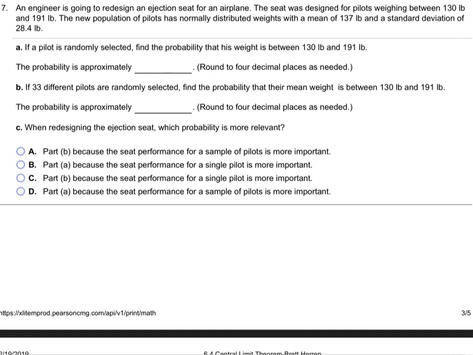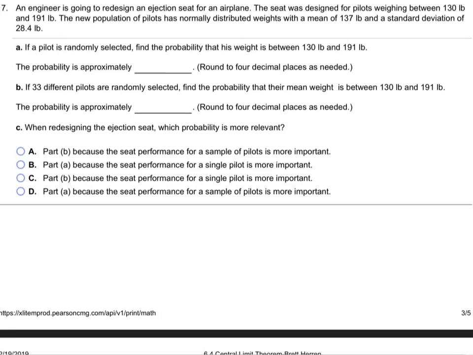Let's do 7. An engineer is going to redesign an ejection seat for an airplane. The seat was designed for pilots weighing between 130 pounds and 191 pounds. The new population of pilots has normally distributed weights with a mean of 137 and a standard deviation of 28.4. That's a light average weight. If a pilot is randomly selected, find the probability that his weight is between 130 and 191. Question B, if 33 pilots are selected, find the chance that their average weight is in that range. And then part C, and so on.